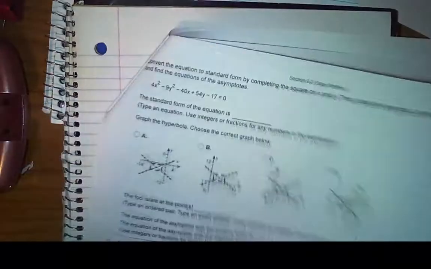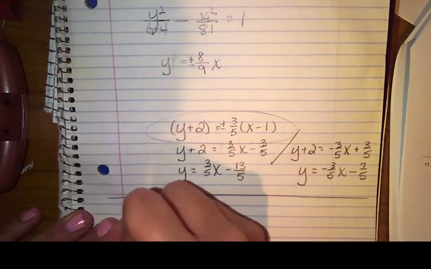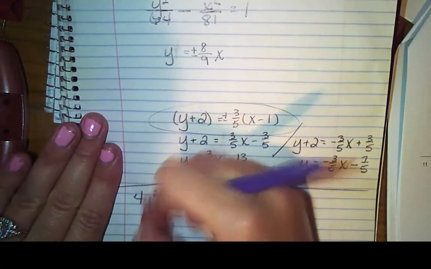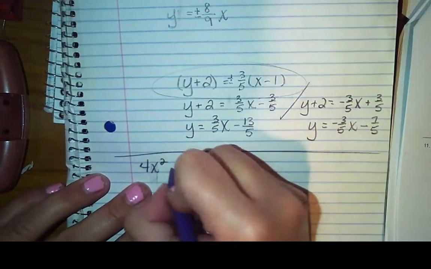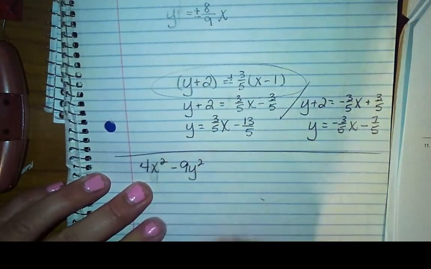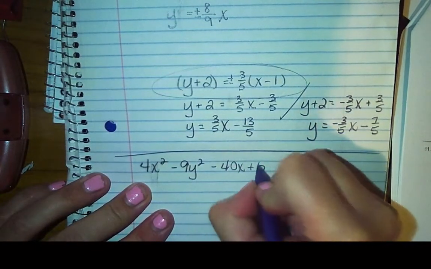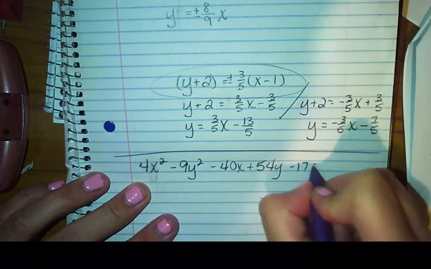Ooh, we can do this. Okay, so we've got 2 more questions. The first one is set up where we've got to organize first, and we're going to have to complete the square. So I've got 4x squared minus 9y squared minus 40x plus 54y minus 17 equals 0.